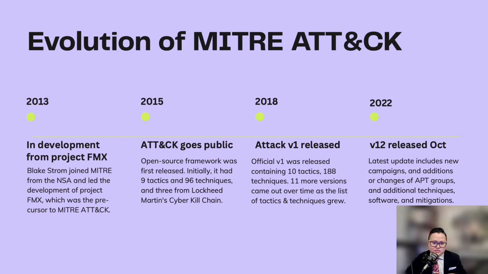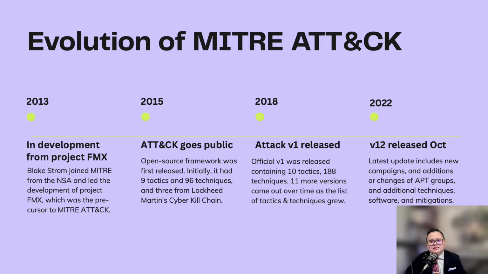So here is a condensed timeline of the evolution of MITRE ATT&CK. I left out a lot of other details in between, but this is more or less how it came about. So in 2013, as I explained, it was in development. It was kind of the result of Project FMX by accident. And then in 2015, it was officially released to the public, open source, and it only had 9 tactics and 96 techniques. It was very basic, and there were 3 from the Lockheed Martin cyber kill chain. As I explained to you, it did play a part in influencing MITRE ATT&CK.